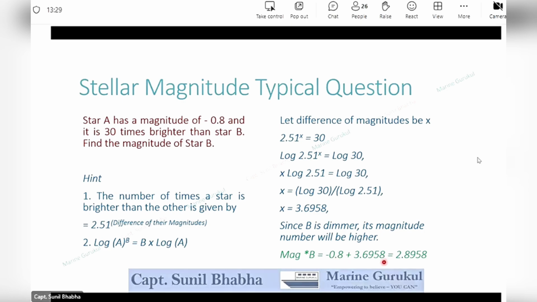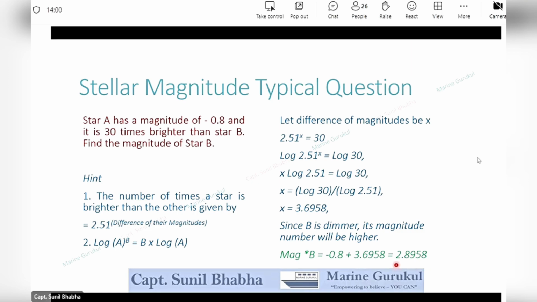So magnitude of A was minus 0.8. The difference between the two is 3.6958. This is the difference between magnitudes of A and B, and magnitude of B has to be greater than the magnitude of A. So what we do is we add this difference 3.6958 to the magnitude of A, which is minus 0.8, giving us a value of 2.8958. So this is the magnitude of star B.